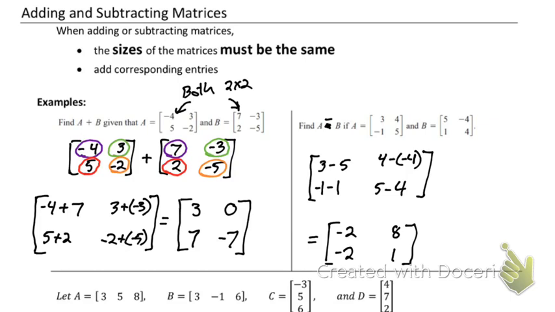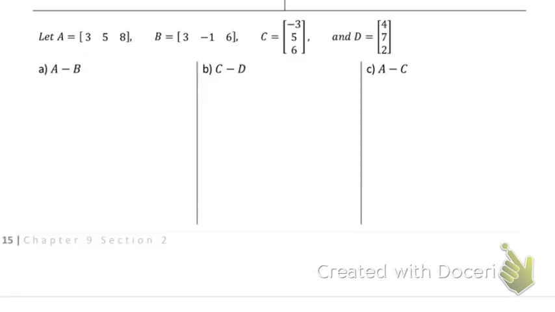Down below is more or less how a test is going to look. I'm going to give you a whole bunch of matrices, and I'm going to say, go A plus B, B plus C. And we'll talk about on Monday how to multiply them. So just get used to being able to see a whole bunch of matrices and thinking about whether you can do it and how you do it.